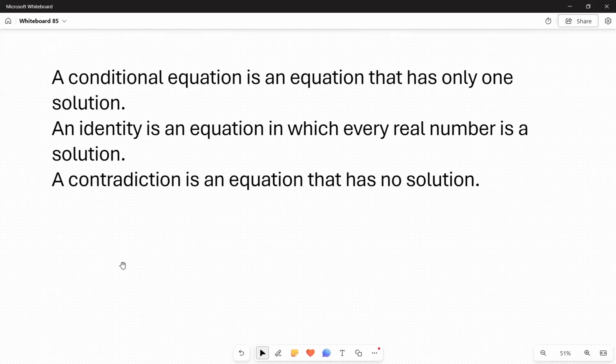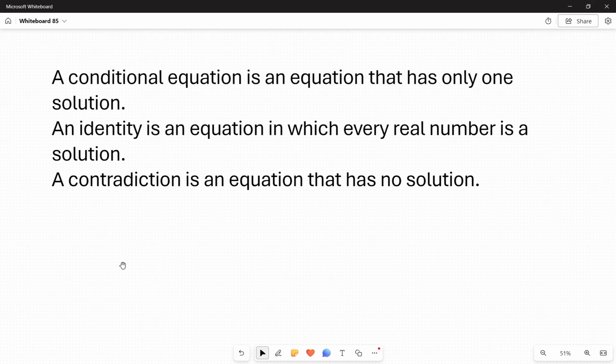Hello. If you watched the first video, I put in the lesson plan the video from Pearson. On my MATLAB, you saw examples of how to solve a conditional equation. The examples you saw there, where there's only one solution, are conditional equations. But you can have two other cases.